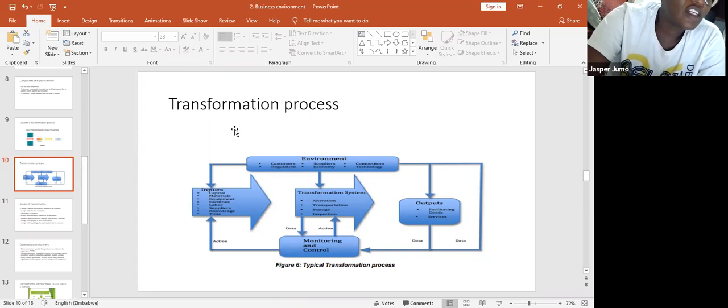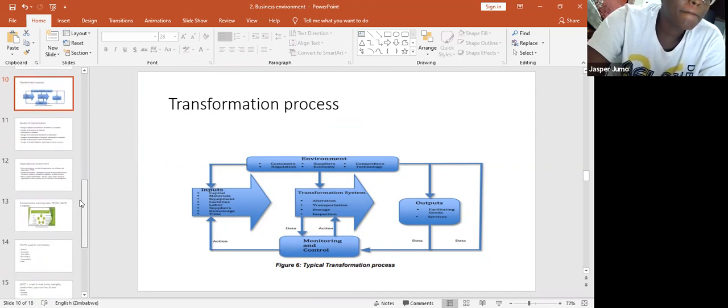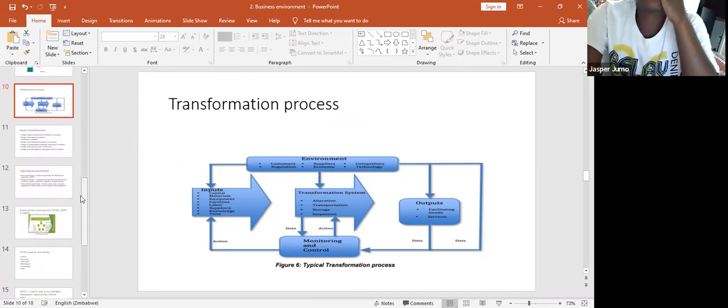Can I proceed to the methods of transformation? Remember, I did say hold that thought when we were talking about the components of a systems theory. I said hold that thought. We are going to find ways of transformation. Anything, anyone? Before I go on.